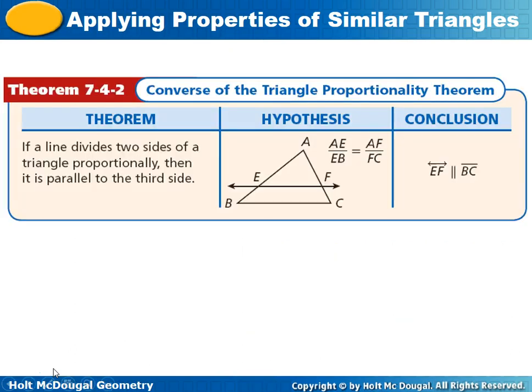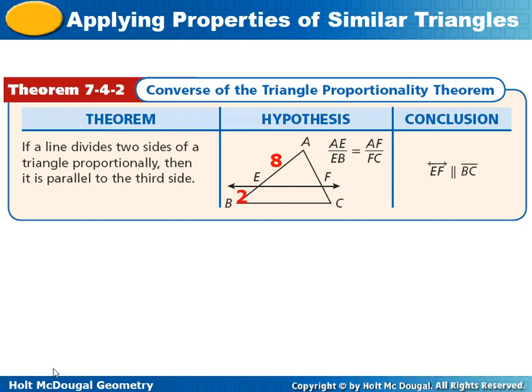Okay, our next one is the converse of this. And on this one, we are going to talk about if we have two proportions and they are equal to each other, then EF would be parallel with BC. So let's put some numbers up here because I know how you guys think.